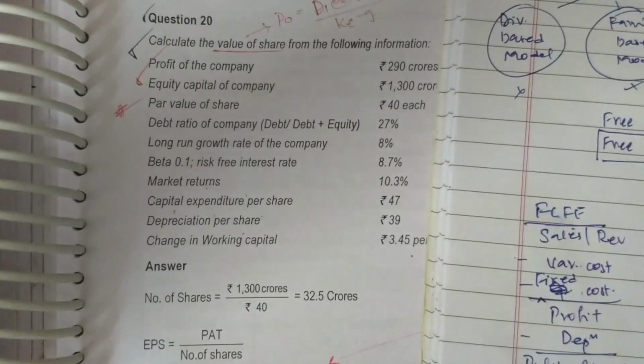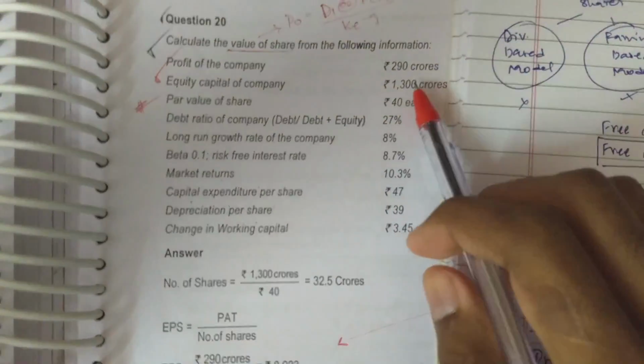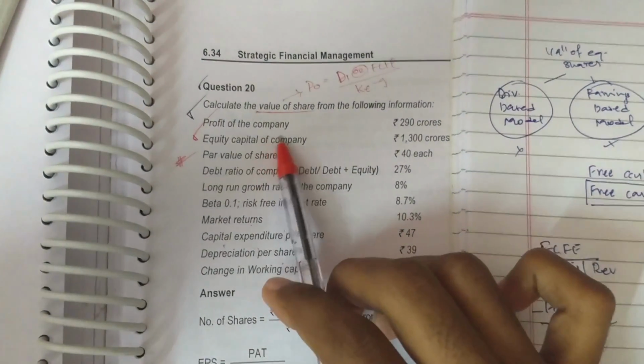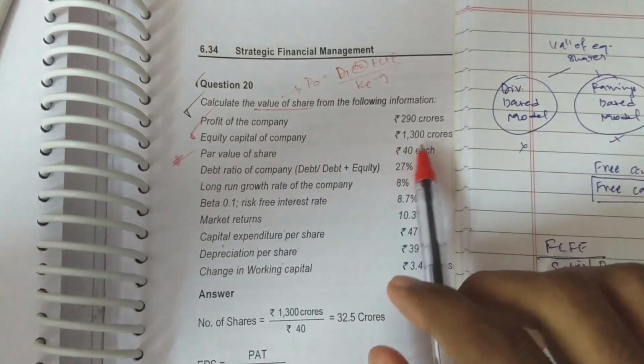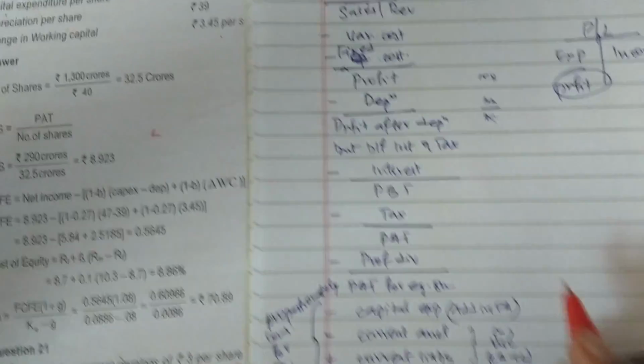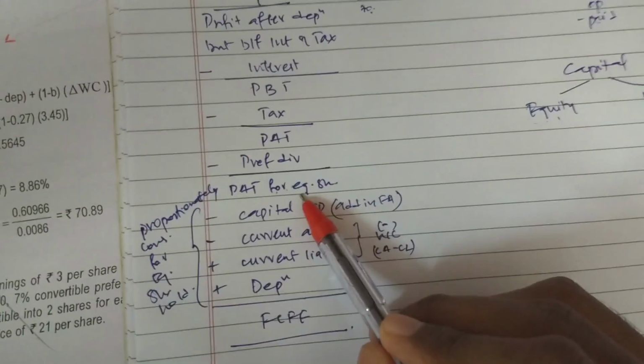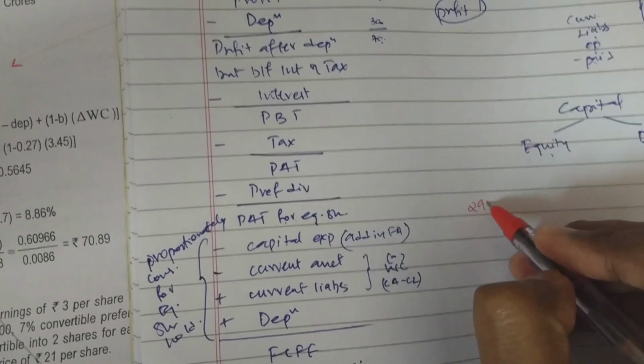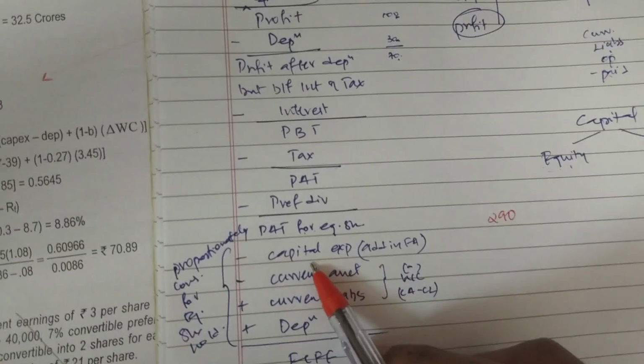In this question, we have the information related to the question. See, we have the profit, which is 290. We are considering it to be profit after tax, because no information is given. We consider it to be profit after tax for easier calculation, which is 290 crore. So it has to be ideally over here, profit after tax for equity shareholders, which is 290.